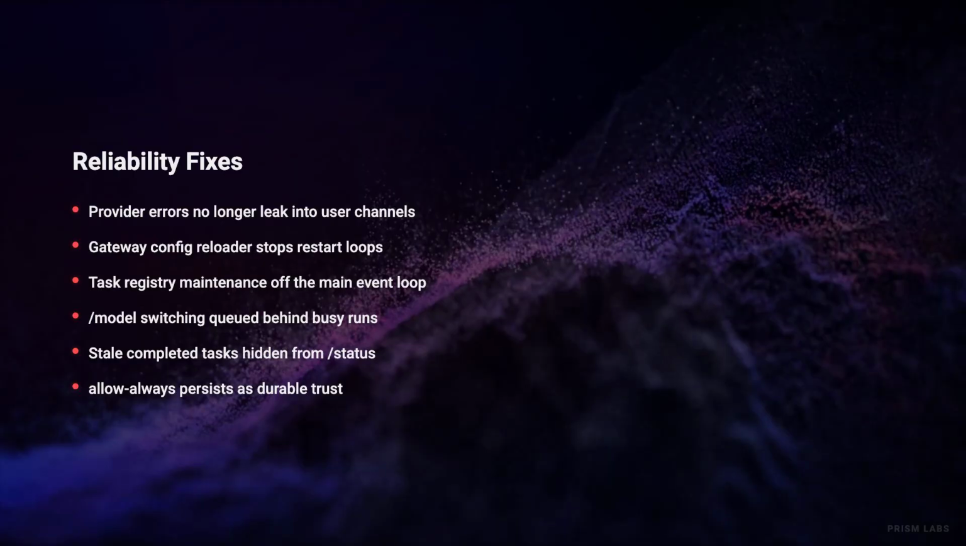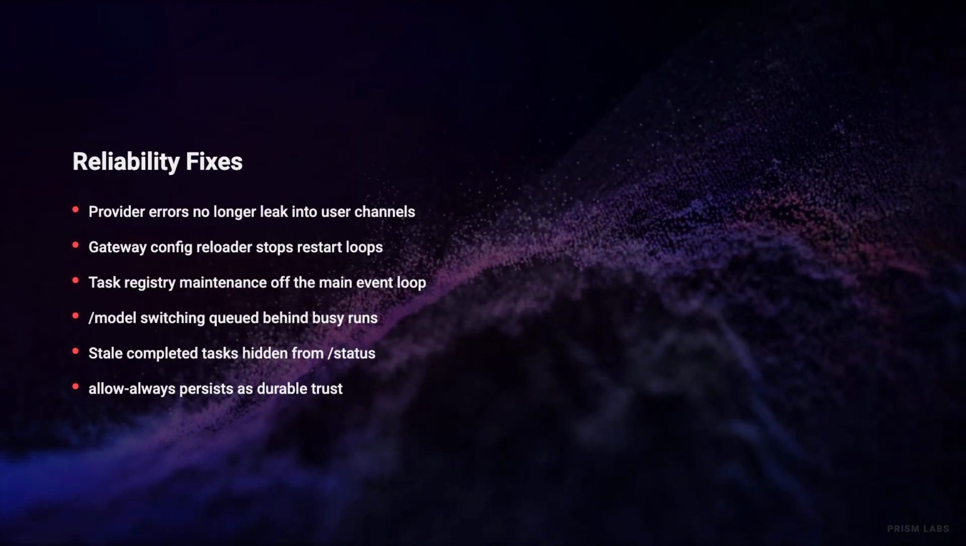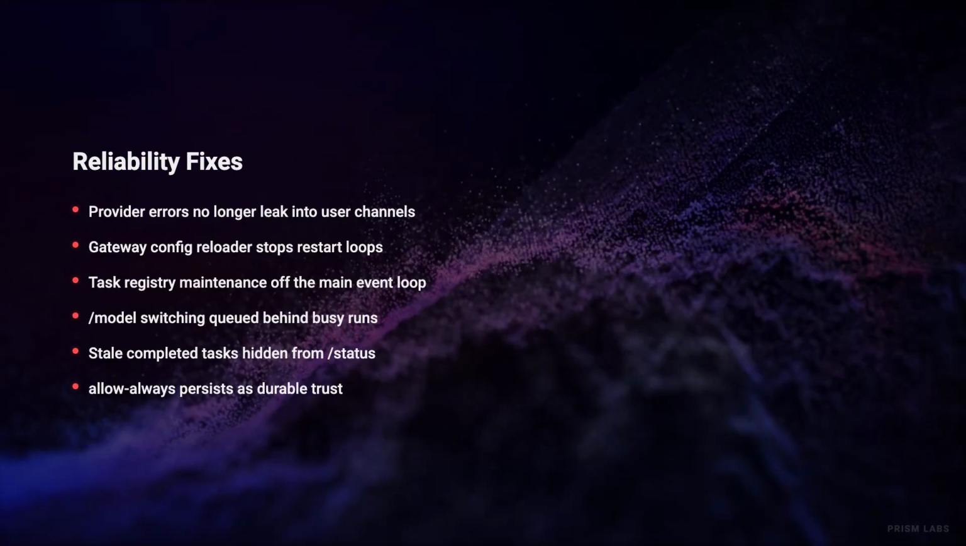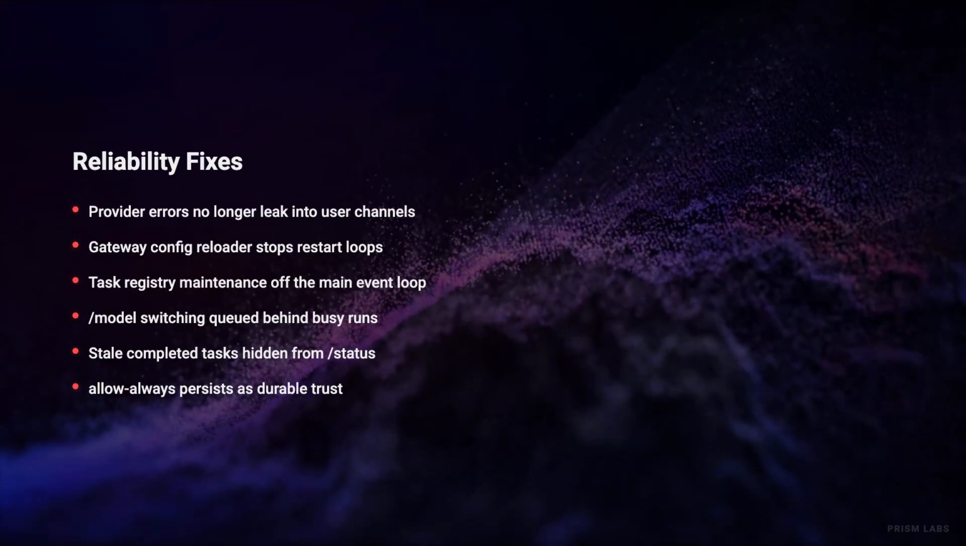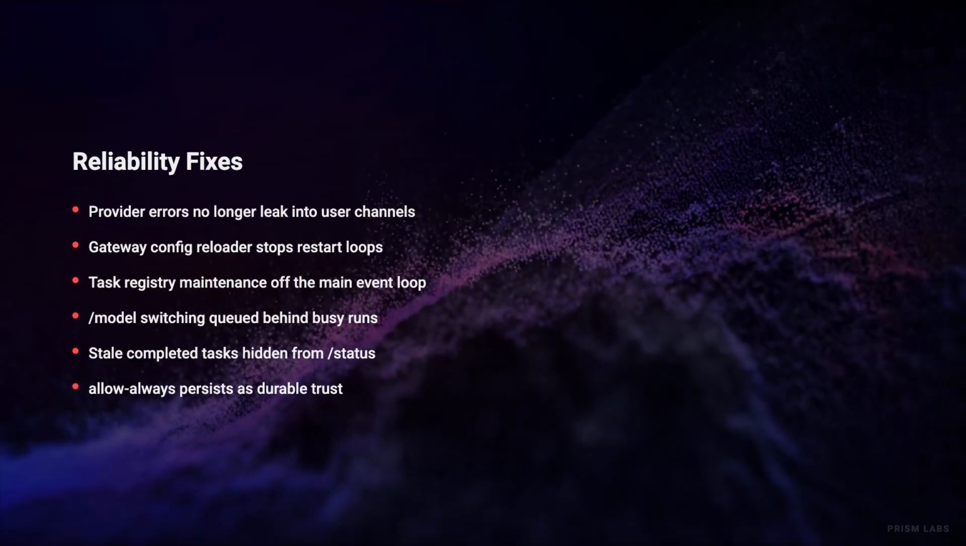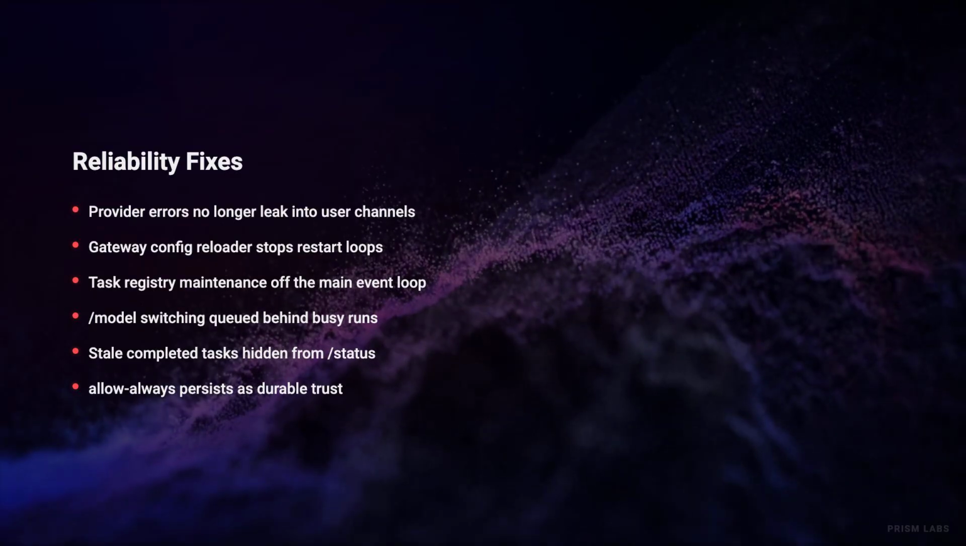The raw error still goes to your logs where it belongs. Second, the gateway config reloader no longer causes restart loops. If you pushed a malformed config update, the gateway would detect the change, try to reload, fail, detect the change again, and loop until you manually intervened. Now it detects the failure, logs it, and keeps running with the last known good config.